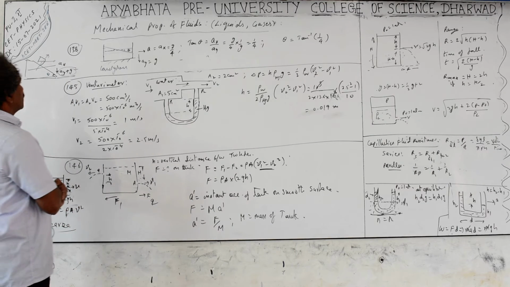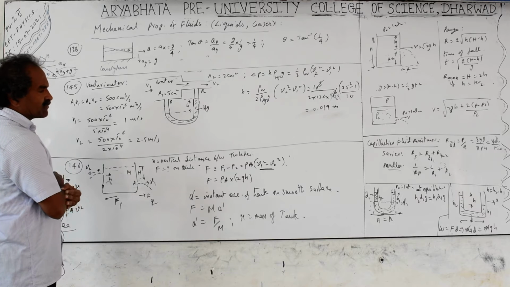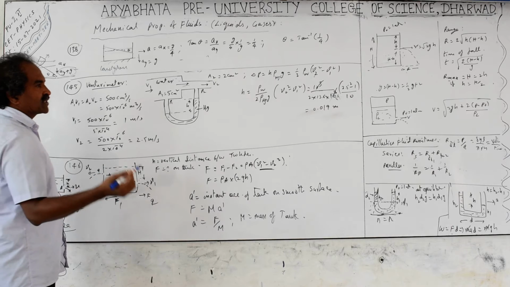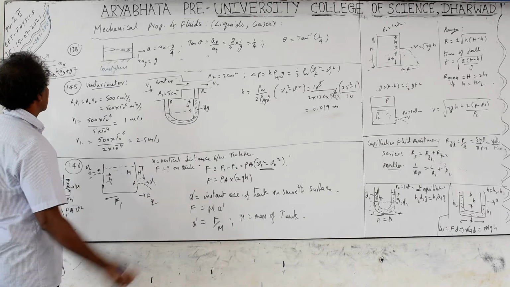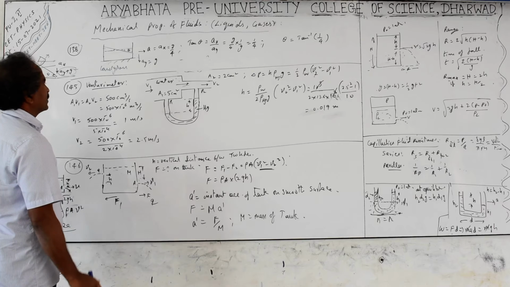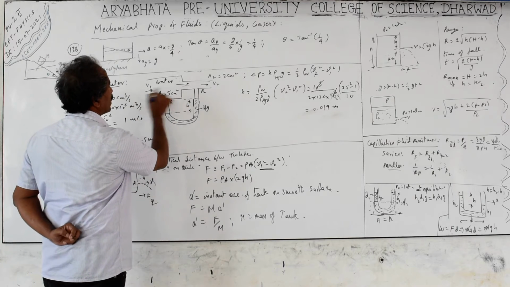Next, question number 145. A venturimeter is used to measure the speed of vehicles, speed of liquids and speed of gases. Venturimeter and pitot tube are fixed on aeroplanes to find the speed of the vehicle in the air, or even the speed of ships we can find by this method. And here this is used to find the speed of fluids, meaning water.